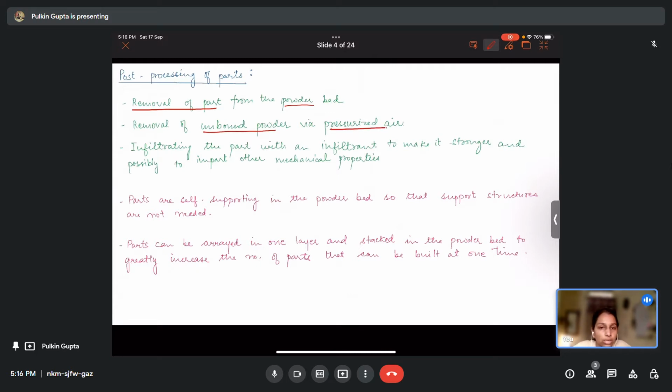Pressurized air will exert force on the unbound particles and will force them to leave their place. You see, it's just a powder which does not have any strength.